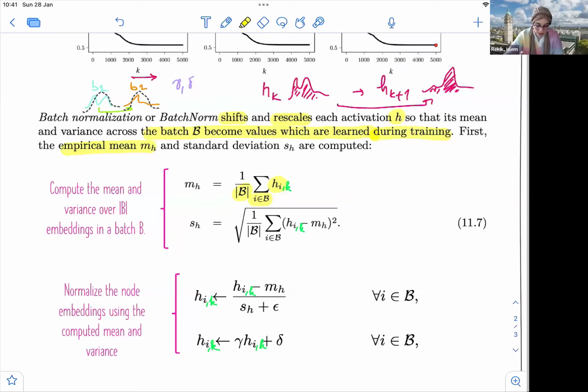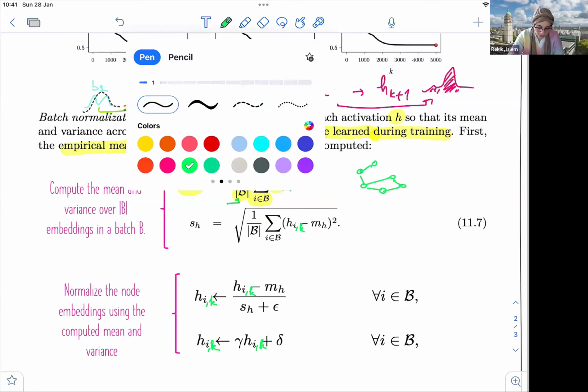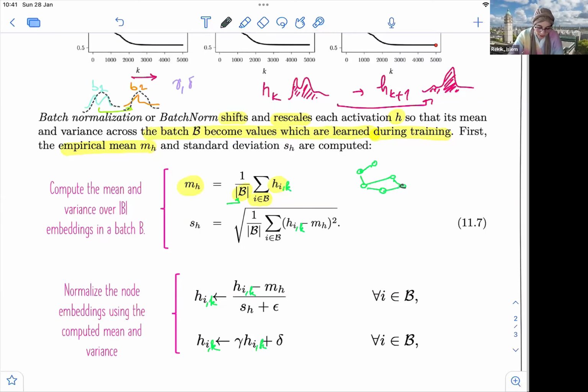So basically, we take the mean of all nodes in a batch. If we have a graph like this, and these are the sampled nodes, we're going to take the mean embedding of all these nodes in this batch B. And we also take the standard deviation. So we compute the mean and variance over the batch B elements, over B embeddings in batch B.